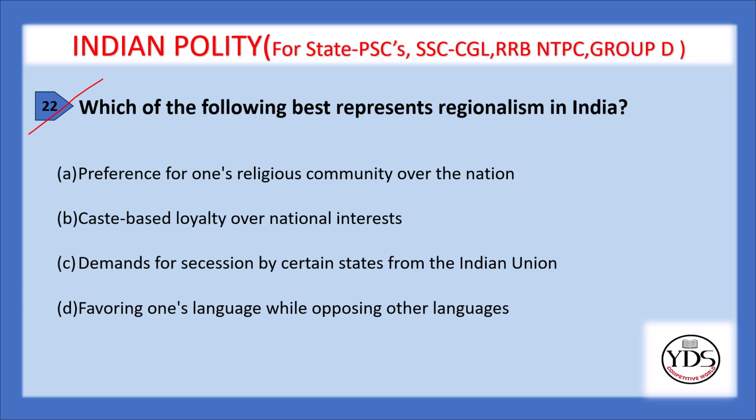Question number 22. Which of the following best represents regionalism in India? Option A. Preference for one's religious community over the nation. Option B. Caste-based loyalty over national interest. Option C. Demands for secession by certain states from the Indian Union. Option D. Favoring one's language while opposing other languages.